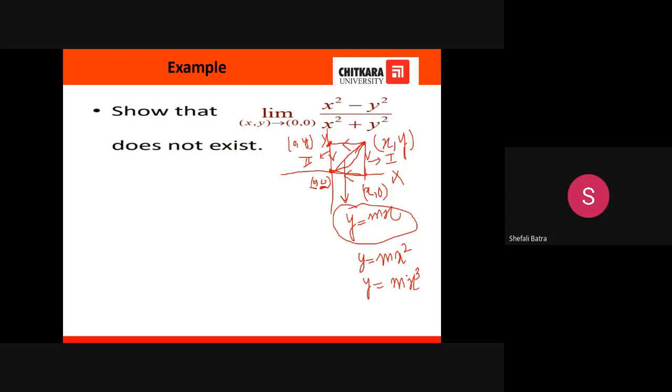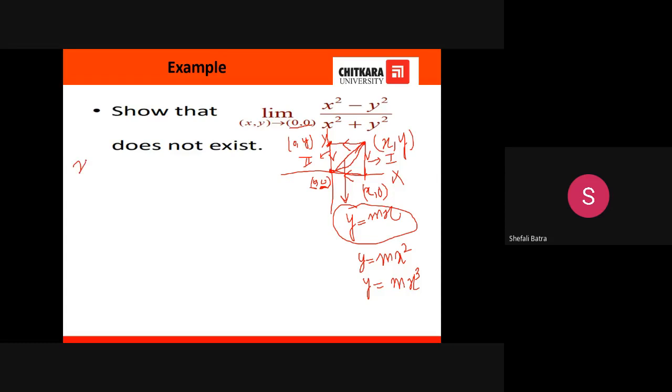So in short, to move from this point to the origin, there are infinitely many paths. And along each and every path, if you are getting the same value, then we can say the limit exists, otherwise the limit does not exist. This is the possibility in case of origin.